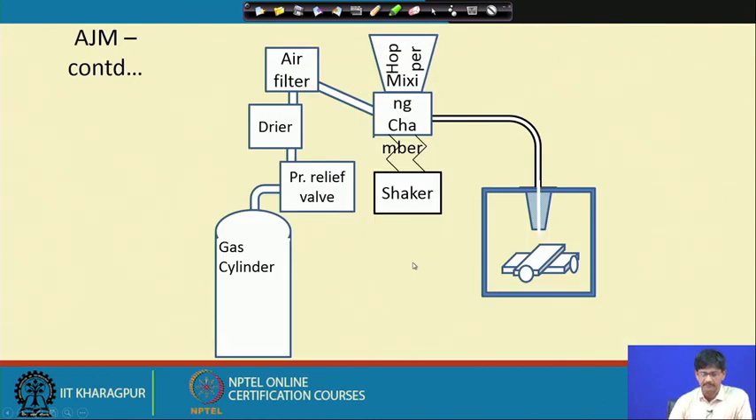This is the setup of an abrasive jet machine, which shows the simplicity of the process. You simply need a gas cylinder, and from the gas cylinder there is a pressure relief valve, dryer, air filter, etc., to the mixing chamber where abrasives are put into the air stream, and out it comes through a nozzle, and there is a workpiece which can be manipulated under the jet, and whatever machining is required, it can be obtained. However, this is restricted by the low MRR which is obtained in such a process.